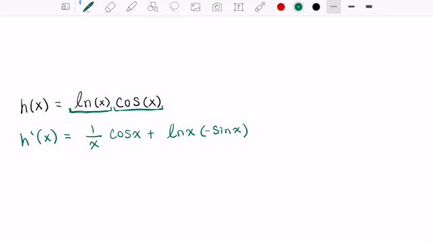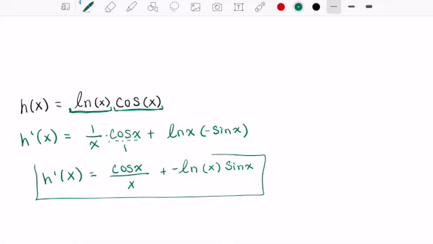All right? And so again, let's be good mathematicians. Let's clean that up. I know that the cosine of x technically is cosine of x over 1. And so we can say cosine of x over x plus the natural log of x times sine of x. And I'm going to put that negative right there in front of natural log of x. Just a little bit easier way to stay organized and so forth. But that is it. That is our product rule.